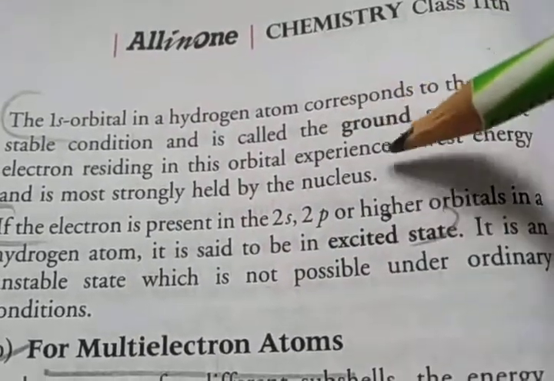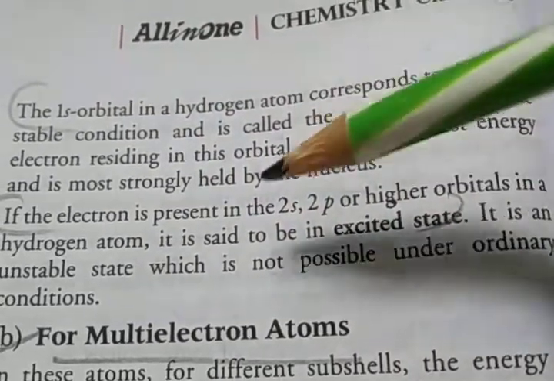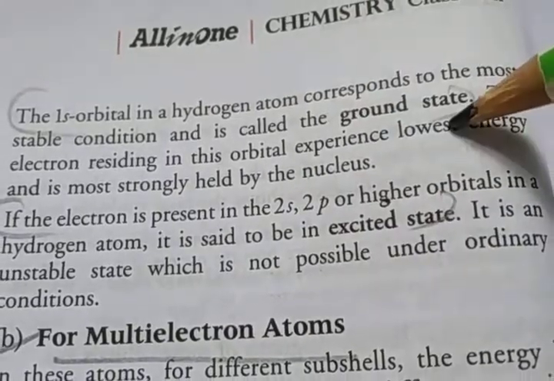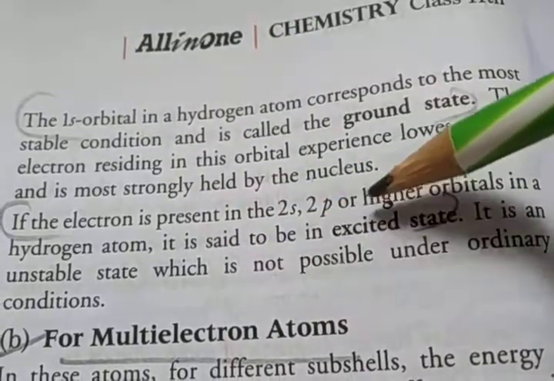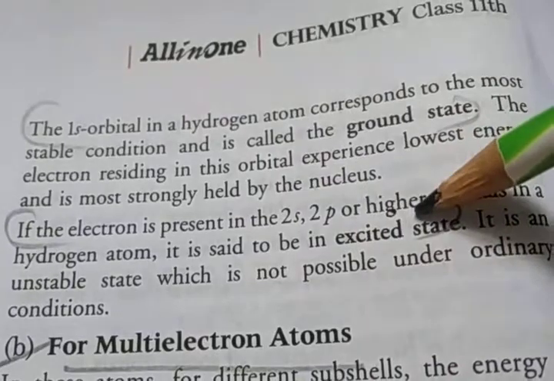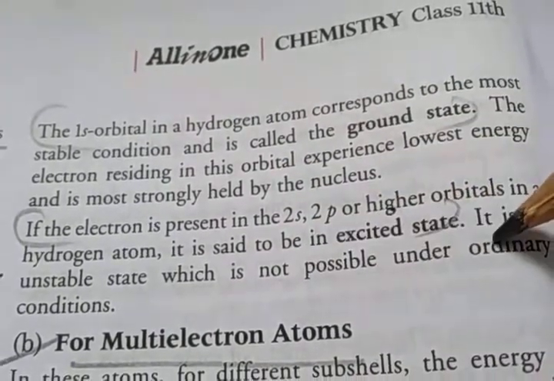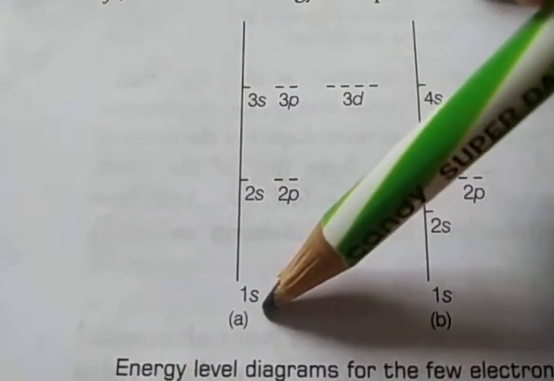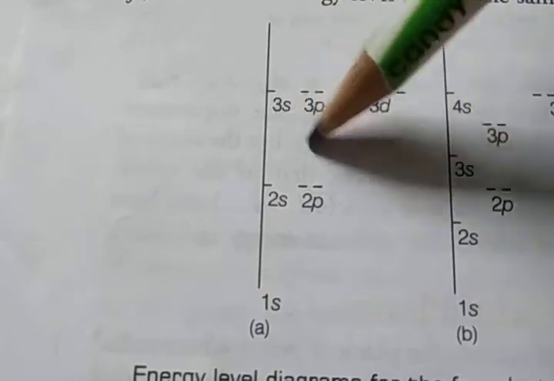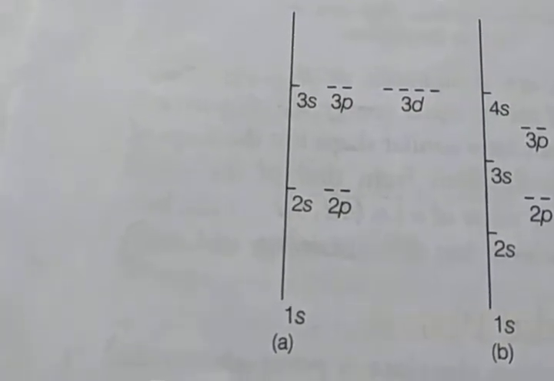The 1s orbital in a hydrogen atom corresponds to the most stable condition, so it is called the ground state. But if the electron is present in 2s, 2p or higher orbitals in the hydrogen atom, it is said to be in an excited state. So in this diagram, 1s represents the ground state and these others are excited states.